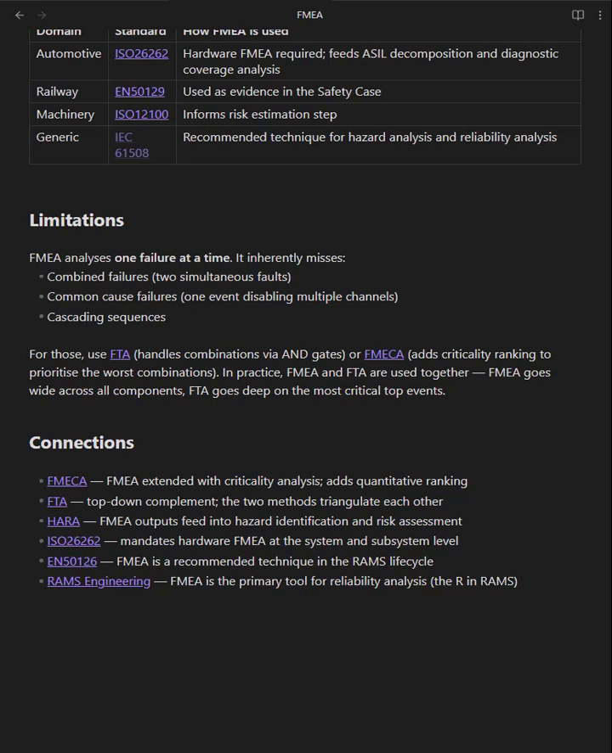EN 50126, that's for railway. Railway is a well-established domain. Let's say RAMS in general in railway is well-established, and it covers these different analyses and methodologies. And finally, in general, we're talking about RAMS engineering in this channel, and FMEA itself is the primary tool for reliability analysis and also for safety analysis. At some point, we will look into it. So it's a really handy tool to have in your tool set. So that's it for this video, and I'll talk to you in the next video.